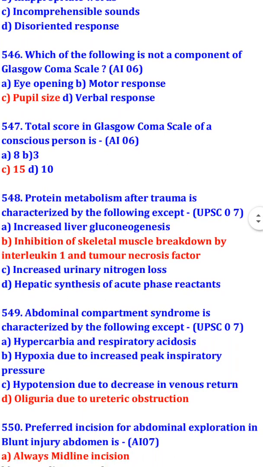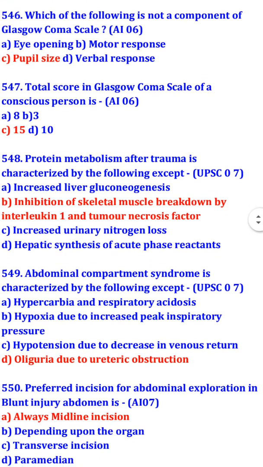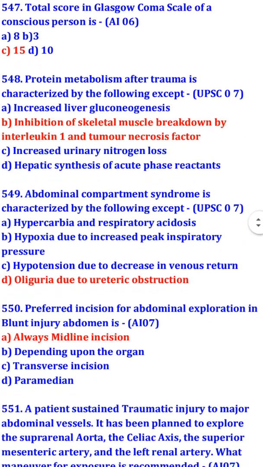Protein metabolism after trauma is characterized by the following except inhibition of skeletal muscle breakdown by interleukin 1 and tumor necrosis factor. So what is protein metabolism after trauma? Characteristic features: increased liver gluconeogenesis, increased urinary nitrogen loss, and hepatic synthesis of acute phase reactants.